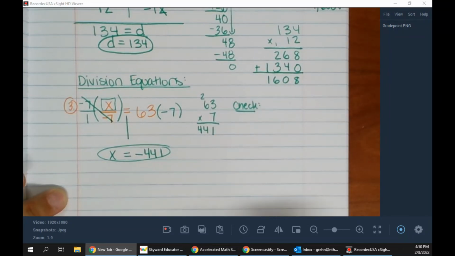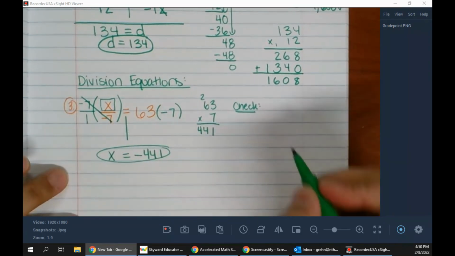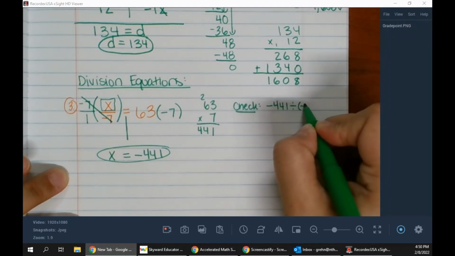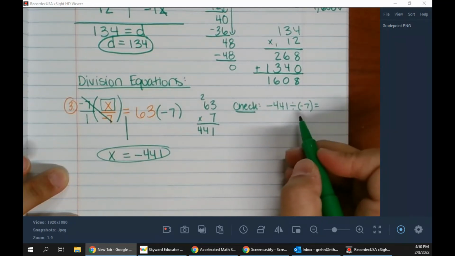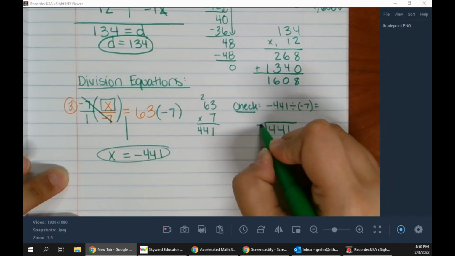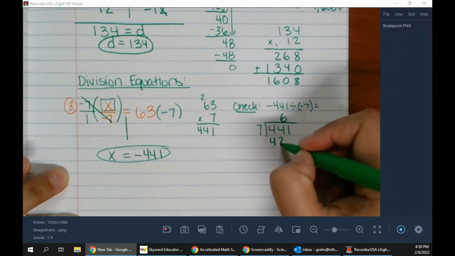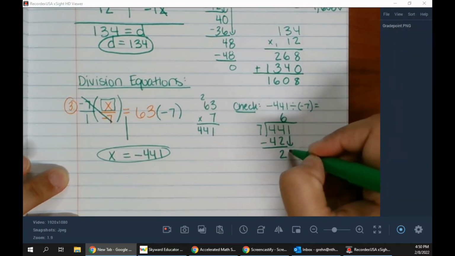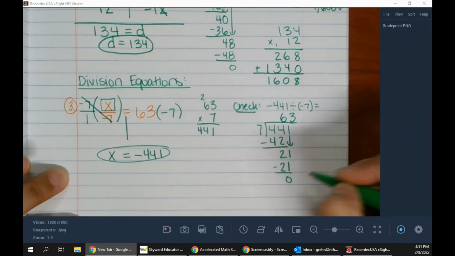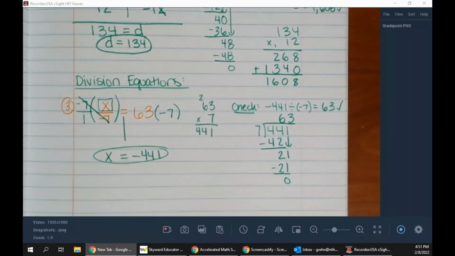All right, I'm going to check my work. So I want to make sure that if I divide x by negative 7, I get 63. So that would be negative 441 divided by negative 7. A negative divided by negative is a positive, so now I just can focus on my division. 7 goes into 44 6 times. And 7 goes into 21 3 times. So we end up with 63, which is what we were hoping for, so it checks out.